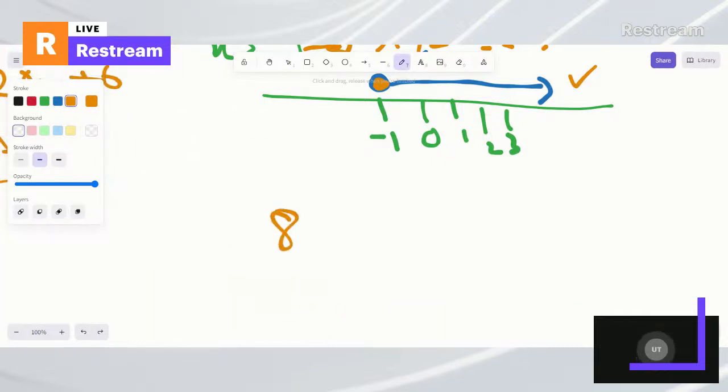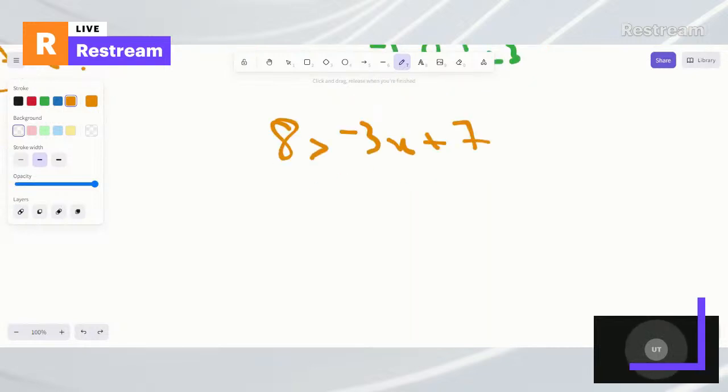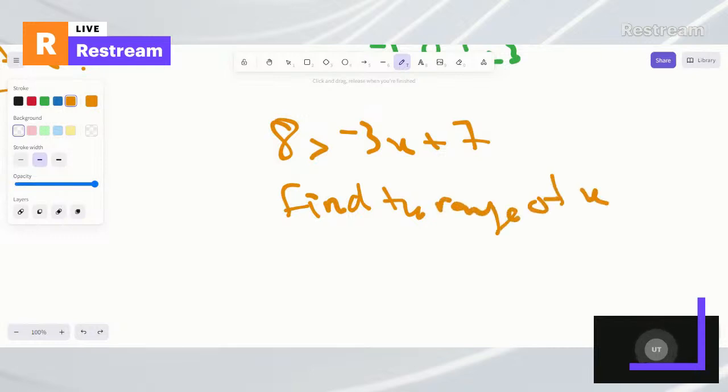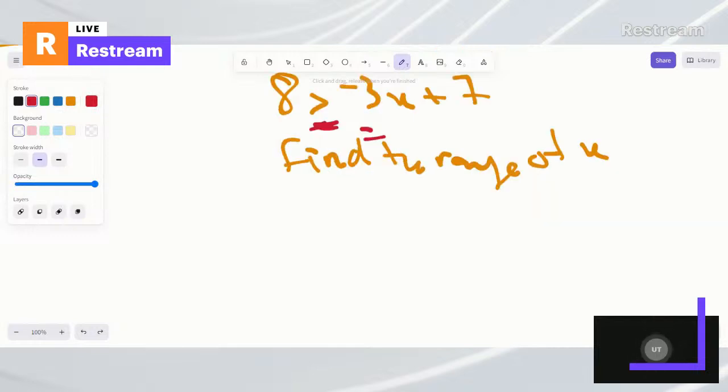So now I have 8 is greater than -3x plus 7. Now what they're asking you is to find the range of x. So what do you do? You simplify it. In the simplification process, you use the sign as you would have used an equals to sign, right?